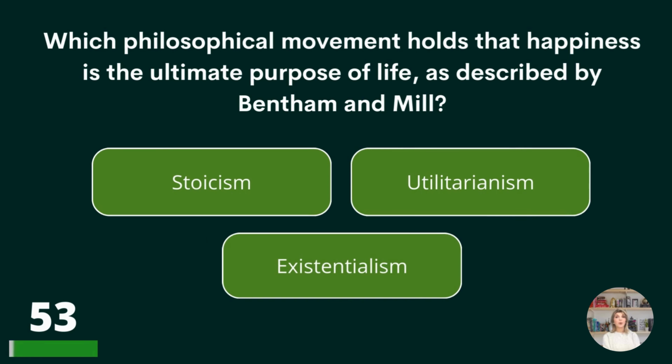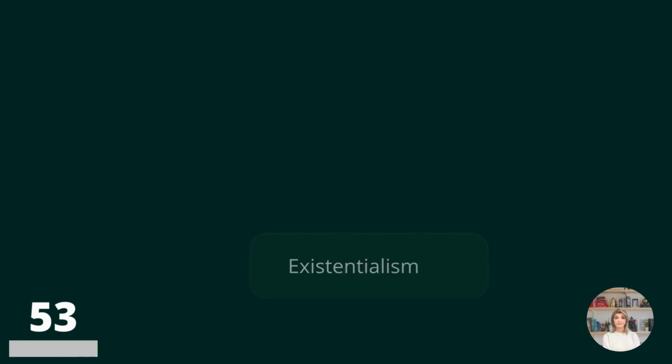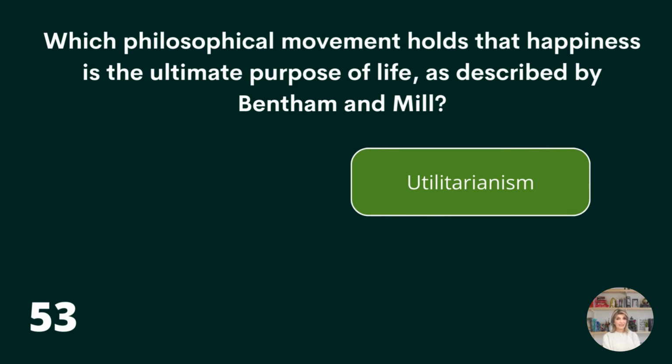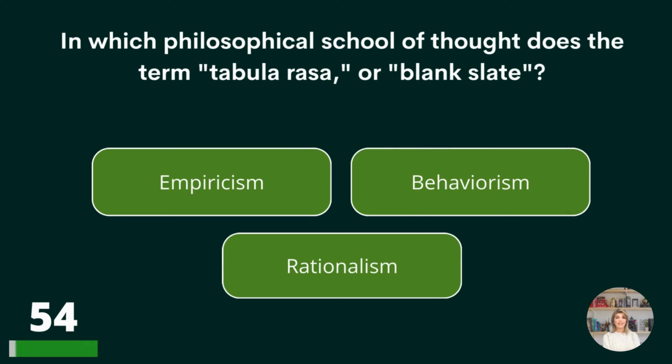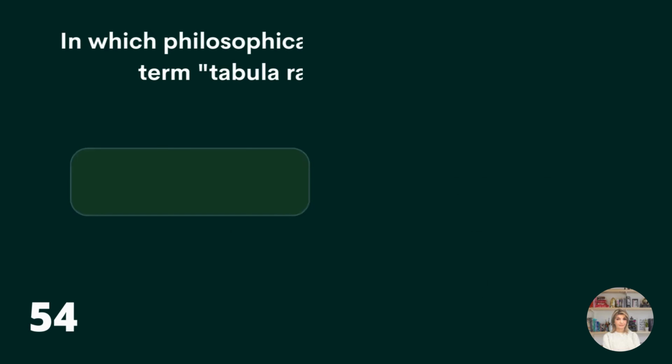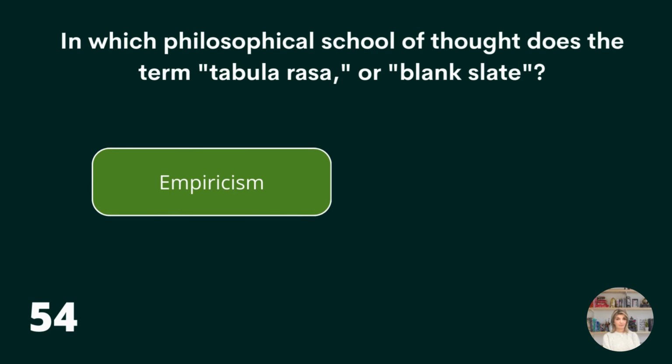Which philosophical movement holds that happiness is the ultimate purpose of life, as described by Bentham and Mill? Stoicism, utilitarianism, or existentialism? Utilitarianism. In which philosophical school of thought does the term tabula rasa, or blank slate, appear? Empiricism, behaviorism, or rationalism? Empiricism.